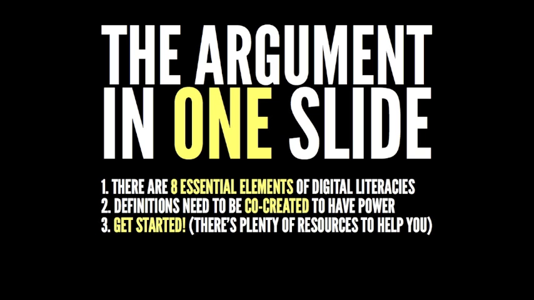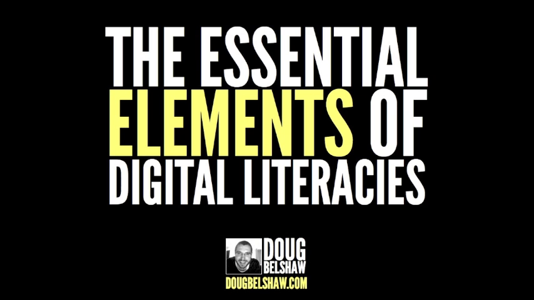Definitions need to be co-created to have power. And you need to get started. There's lots of resources to help you. So that's it. That's the essential elements of digital literacies. I believe there's 8. I believe they're very important. I believe you need to have conversations about them.